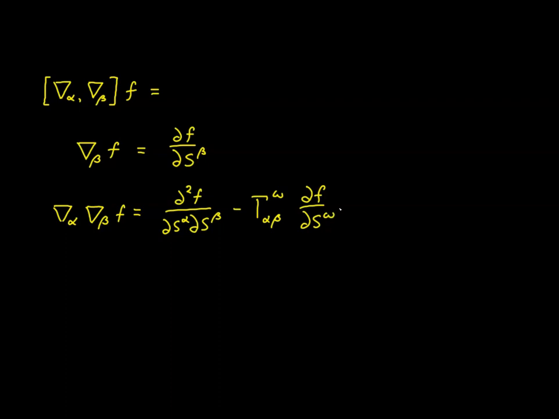So this is the full operation of the covariant derivative with respect to alpha of the covariant derivative with respect to beta of f. This is the full expression. Now what we have to do is find the operation in the opposite order, and that means we just copy this, renaming alpha to beta and beta to alpha.